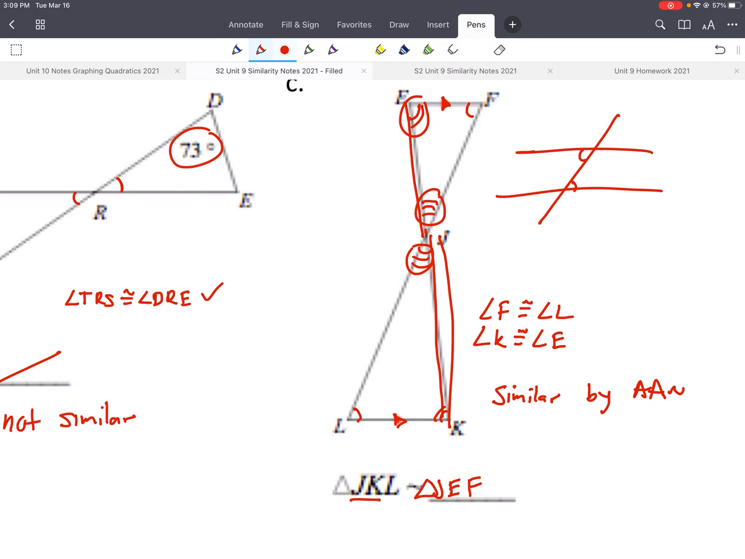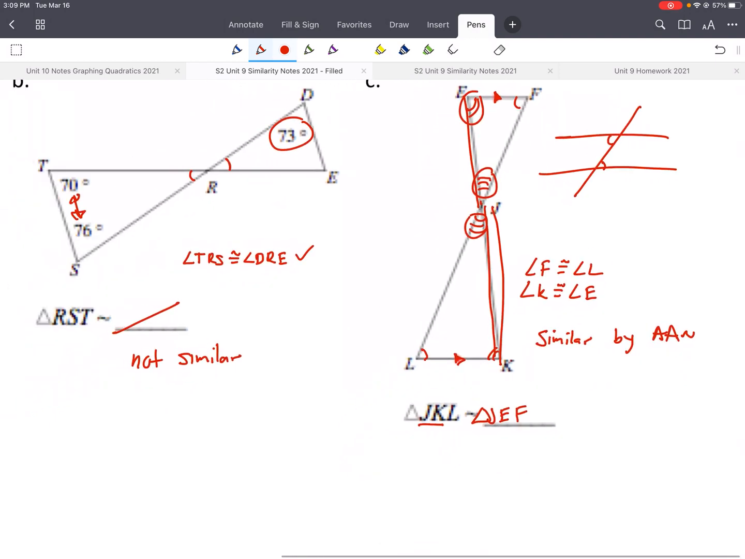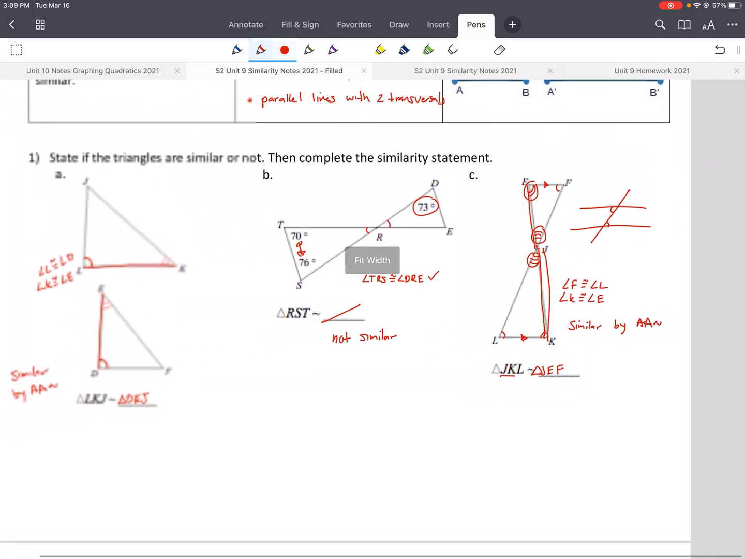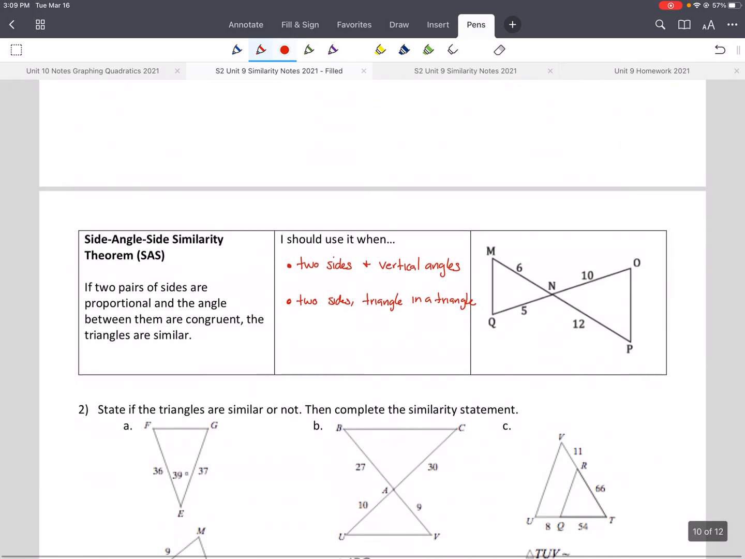Okay, that one was a little tricky, mostly because we don't know the sides or anything. It makes it a little easier when we know the sides. If you have questions on that, let me know. Sorry, that was probably a little confusing.